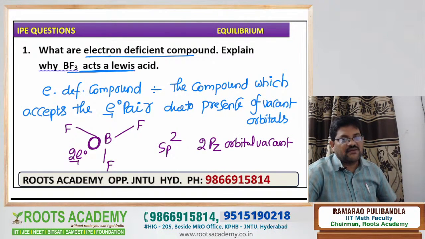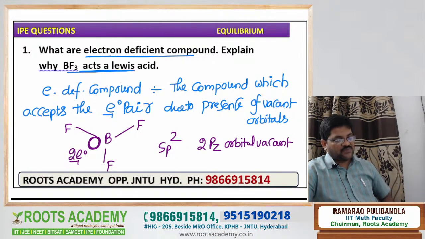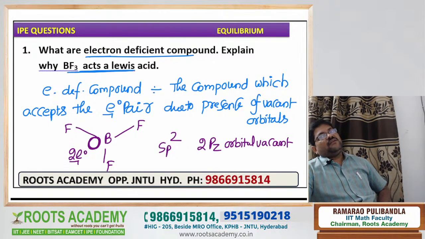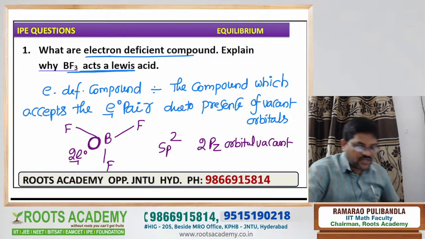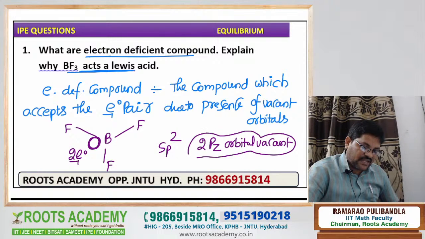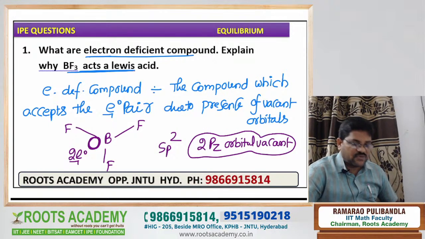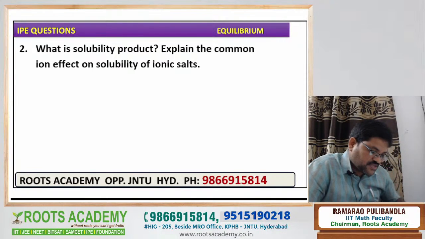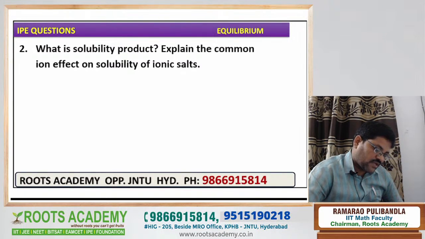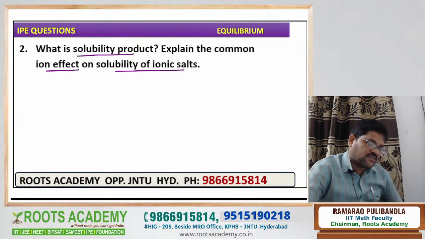Acts like a what? Lewis acid. Simple logic. Because in BF3, the hybridization of boron is sp2, the 2pz orbital is vacant. As the 2pz orbital is vacant, an electron pair is accepted. Simple statement like that. Now see the next one. What is solubility product? Explain the common ion effect on the solubility of ionic salts.